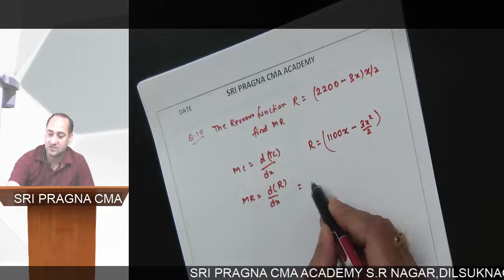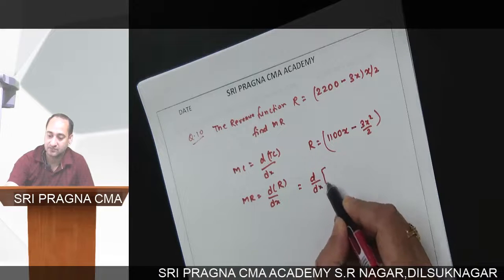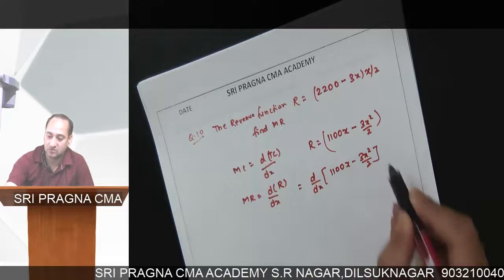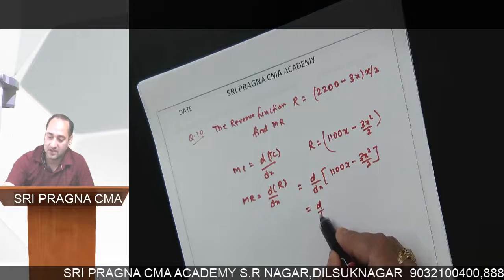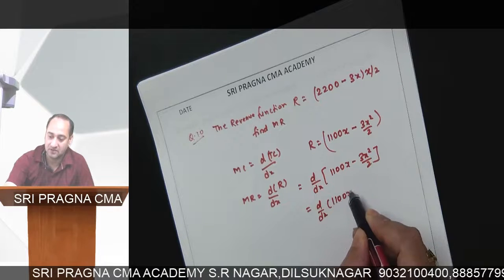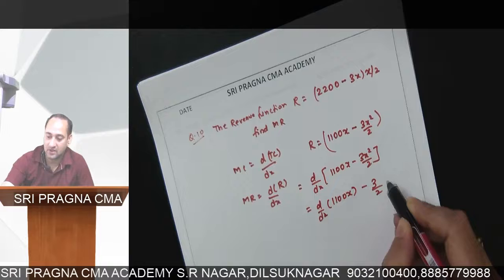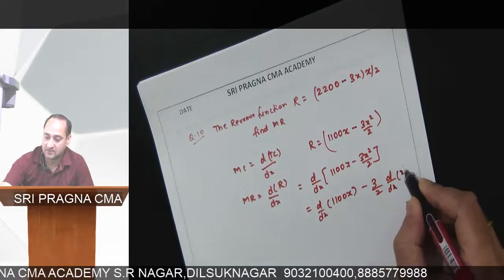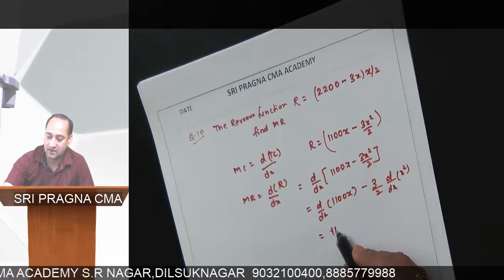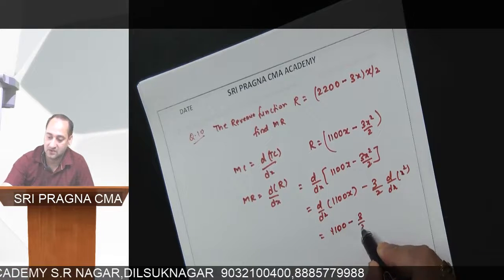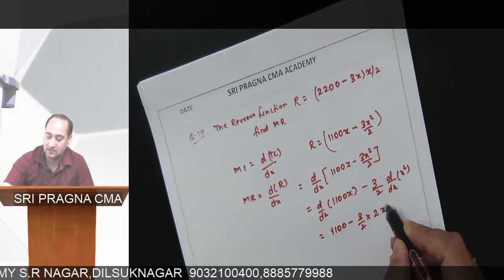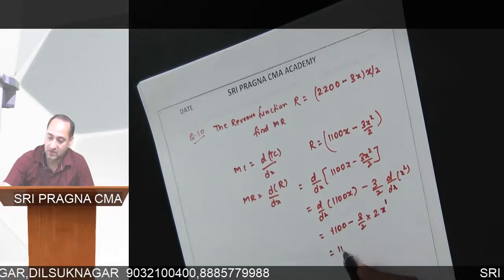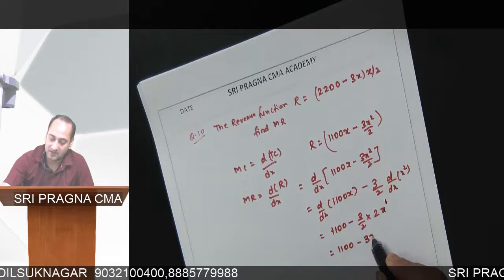Let us do the differentiation of this. d by dx of 1100x minus 3x square by 2. I am doing this one sum in detail, after that I will not do it like this. This 3 by 2 is a constant, so I keep it outside, d by dx of x square. So we have 1100 minus 3 by 2 into 2x to the power 2 minus 1. So 1100 minus 3x.